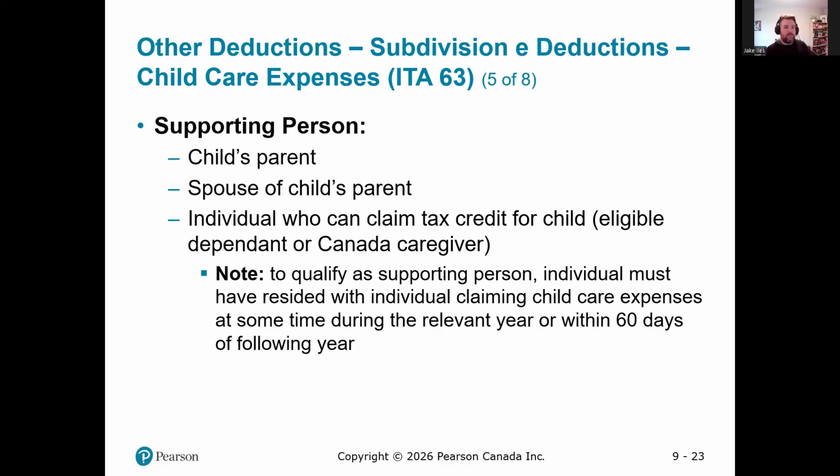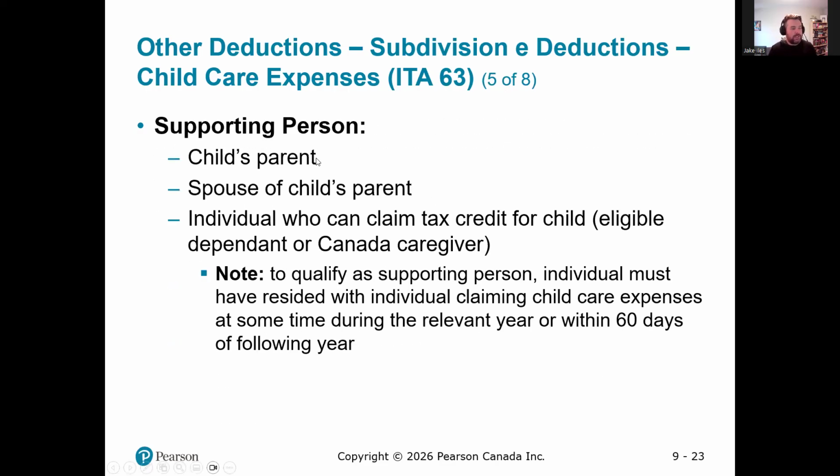If I live with a spouse who's actually a step parent, because they live with us, they are a supporting person. If it's someone else in the house who has income, they can claim the tax credit for the child as long as they're an eligible dependent or Canadian caregiver. So I have someone in my house, my father lives with us so he can watch our kids. He does earn some income, so he can be qualified as a supporting person.